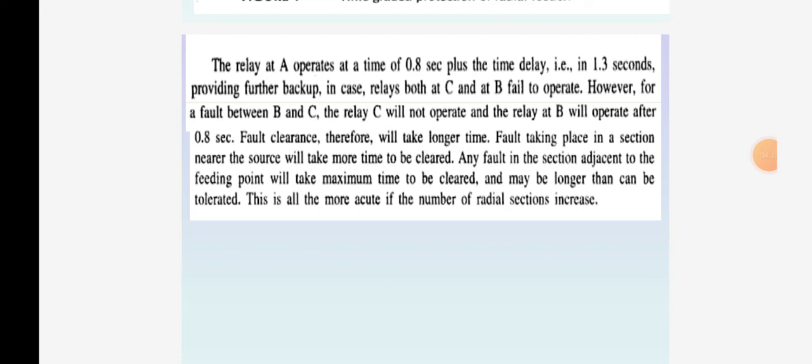However, for a fault between B and C, the relay at C will not operate and the relay at B will operate after 0.8 second for fault clearance. Therefore, it will take longer time. A fault taking place in a section nearer the source will take more time to be cleared. Any fault in the section adjacent to the feeding point will take maximum time to be cleared and may be longer than can be tolerated. This is all the more acute if the number of radial sections increases.